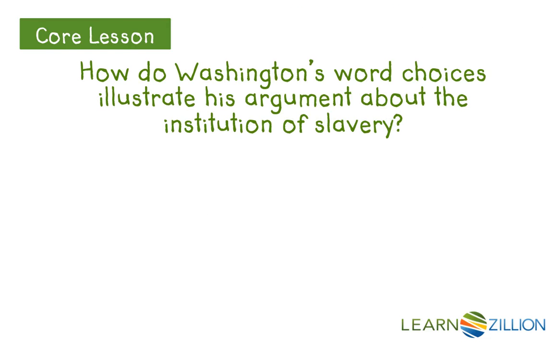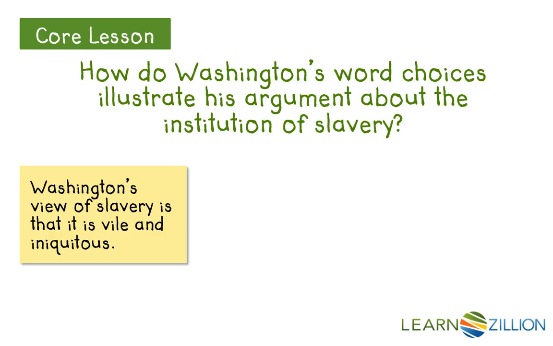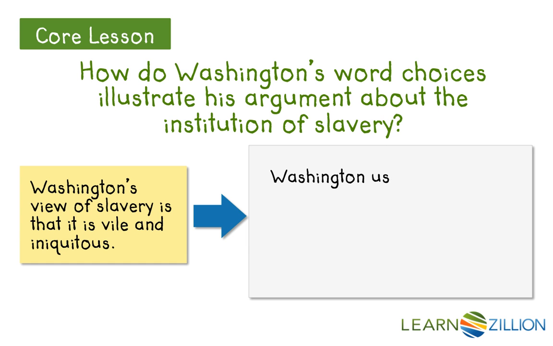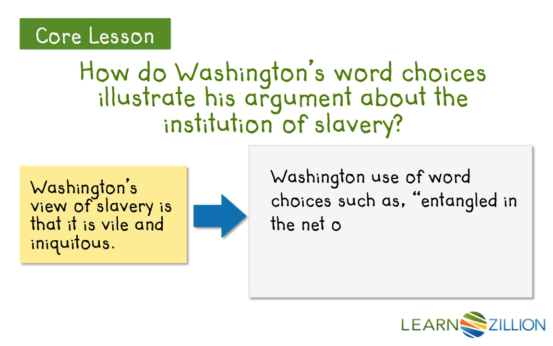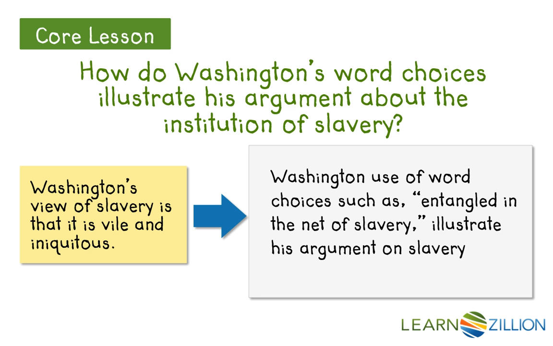So now, how do Washington's word choices illustrate his argument about the institution of slavery? I'll take what I just jotted down, that Washington's view of slavery is that it's vile and iniquitous, and let's see if I can actually work in something about the word choices that he used. So here we go. Washington's use of word choices, such as entangled in the net of slavery, illustrate his argument on slavery as vile and iniquitous.